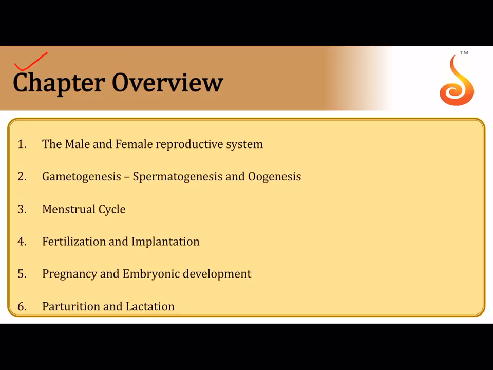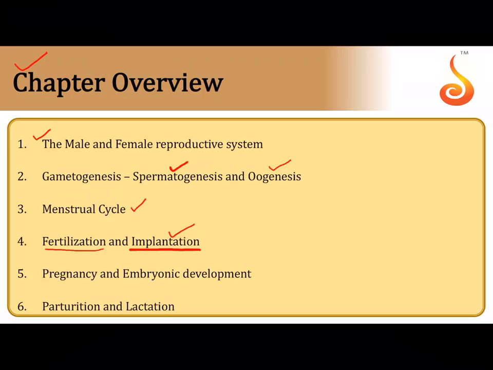In this chapter, you will be learning about, firstly, the male and the female reproductive system and its organization. And then you will be learning about formation of sperm or spermatogenesis and the formation of egg or the oogenesis. And then you will be learning about the menstrual cycle. After that, the fusion of the sperm and the egg resulting in the formation of zygote, which is called fertilization. And then once the embryo is formed, it attaches to the uterine lining, which is called implantation.